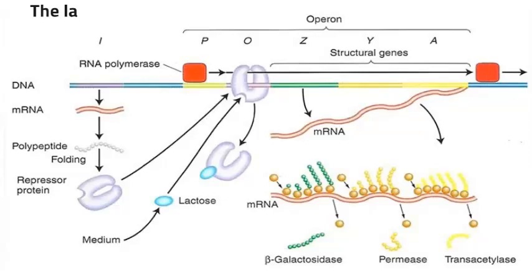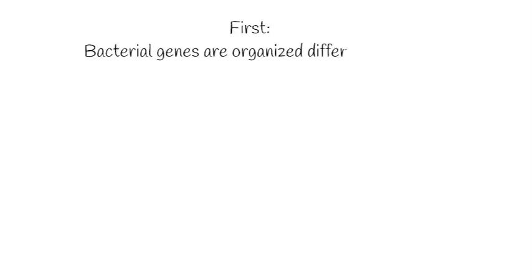Now let's take a look at another way operons are controlled. Well, there are several aspects to controlling the lac operon. The inducibility of these genes and the presence of lactose is what we will examine today. Remember, many bacterial genes are organized differently than eukaryotic genes.